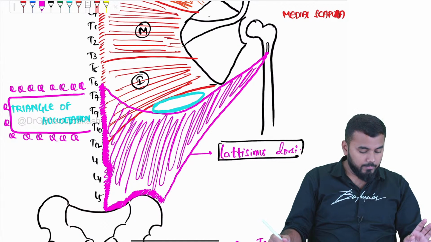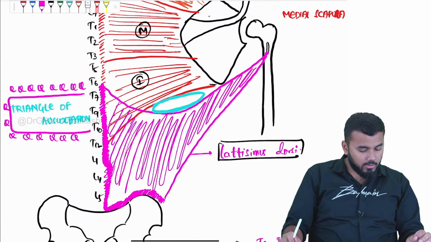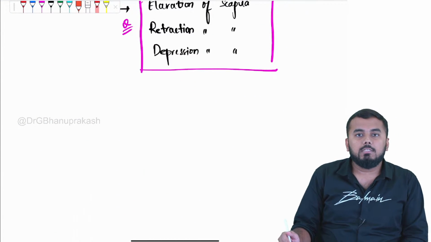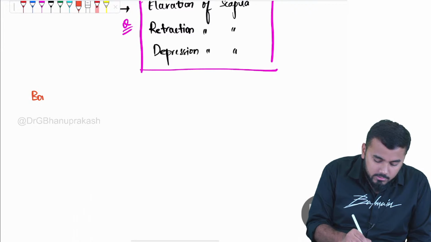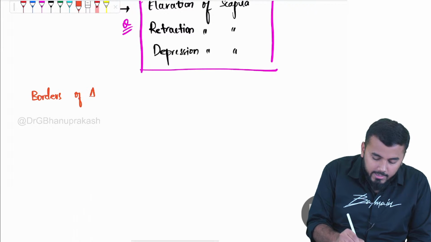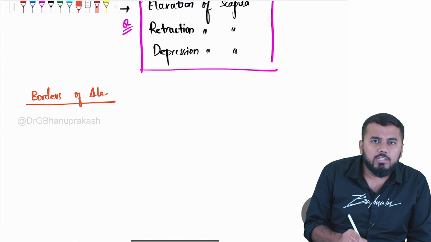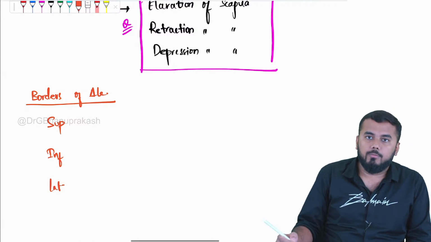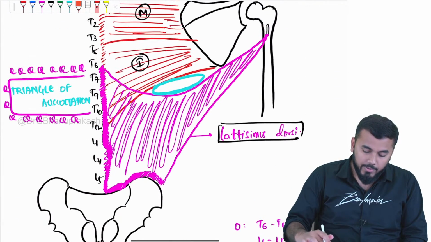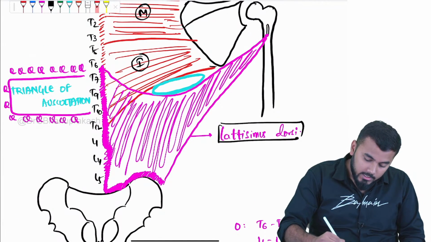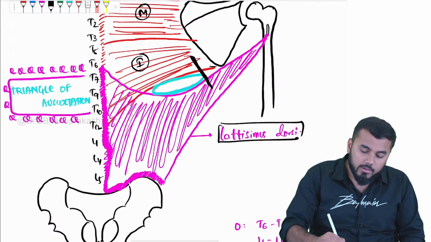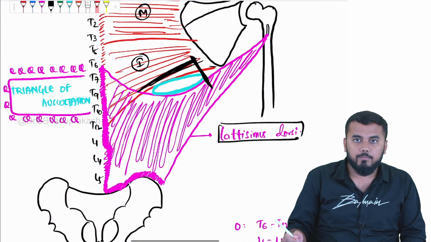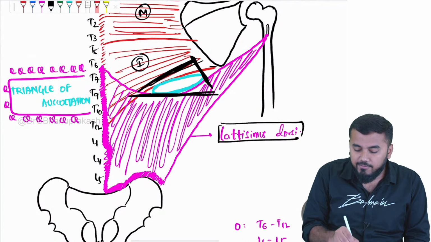Yes, Roy, you're right. So for this triangle of auscultation, what questions will they ask? They will ask the borders. What are the borders of the triangle? I've got three borders: superior border, inferior border, lateral border. Look here now. This border is called the lateral border. This border is called the superior border. This border is called the inferior border.